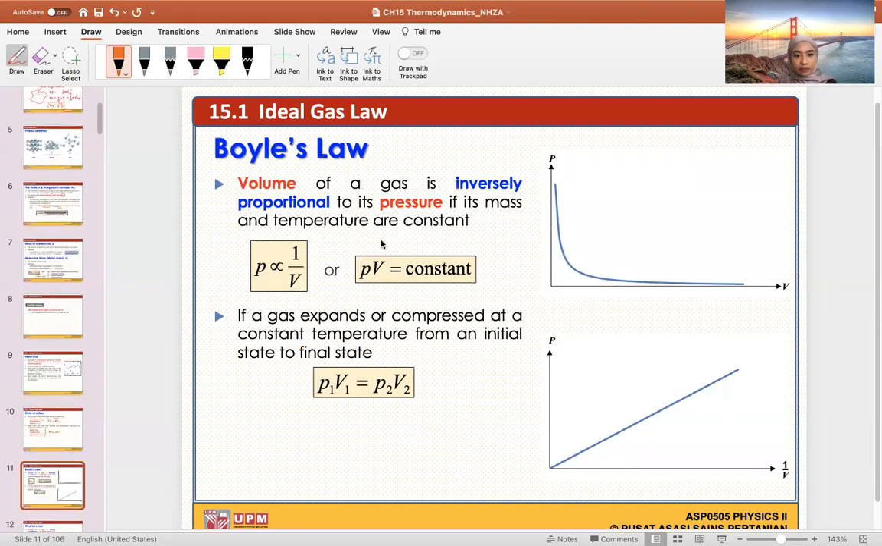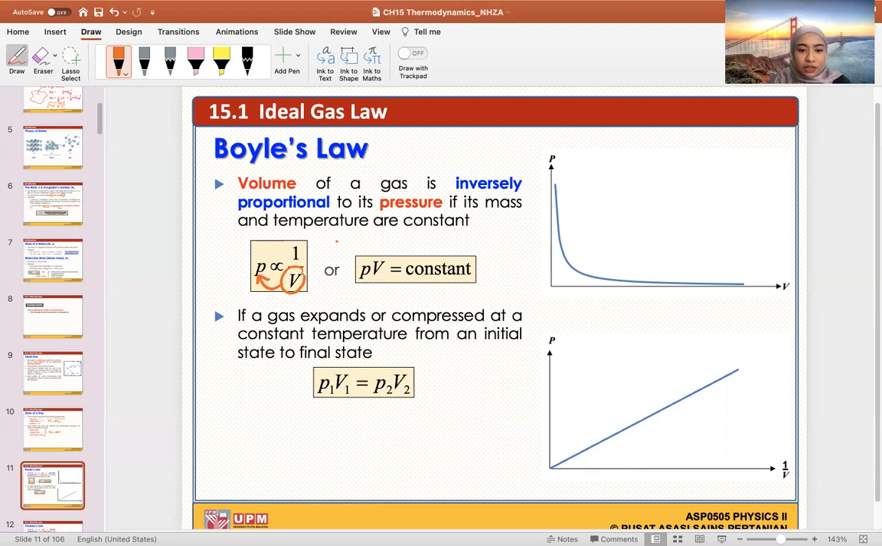Okay, so what is Boyle's law, Charles' law, and Gay-Lussac's law? Boyle's law says the volume of a gas is inversely proportional to its pressure. So P is proportional to 1 over V, or PV equals a constant. When you move V over here, there is nothing left on this side, so it becomes a constant. So PV equals a constant.